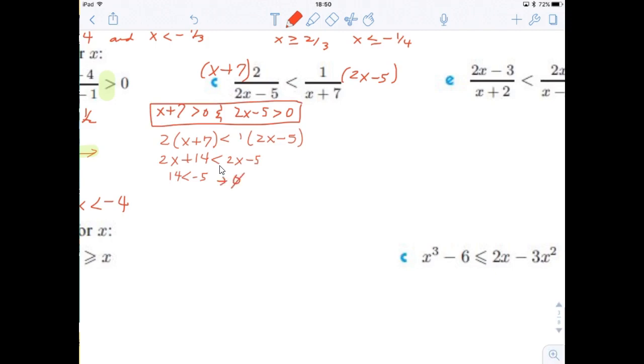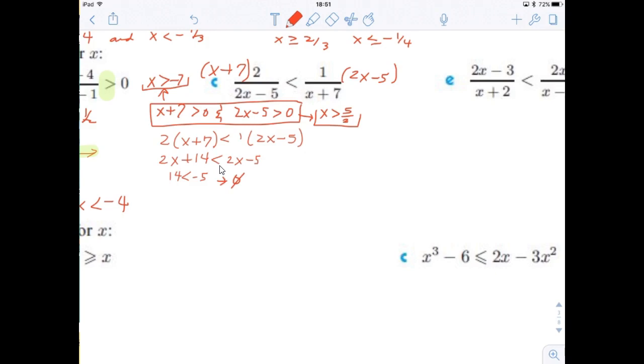Okay? Now let's try to think about the case where, let's see, I'm going to simplify these a little bit. x plus 7 is greater than 0 is the same as x is greater than negative 7, right? 2x minus 5 is greater than 0 is the same thing as x is greater than 5/2. Okay, so these are the two conditions we're looking at, which may flip the inequality.